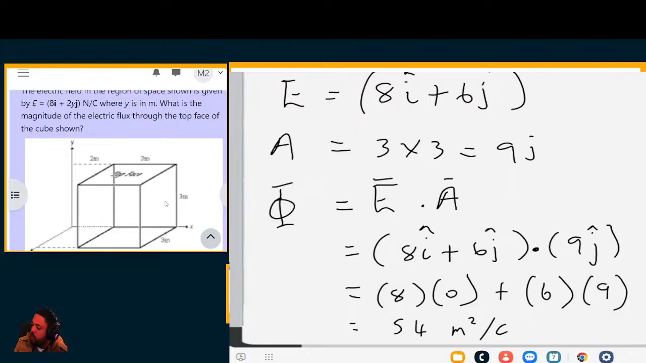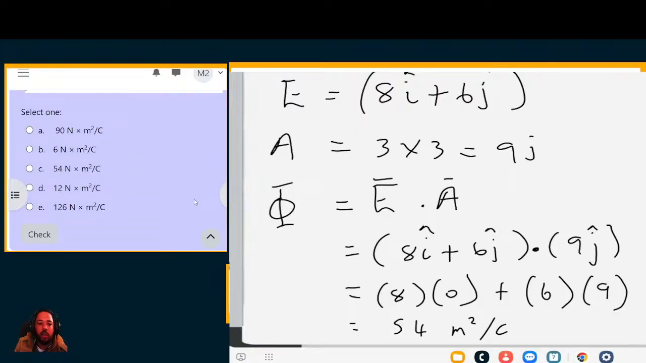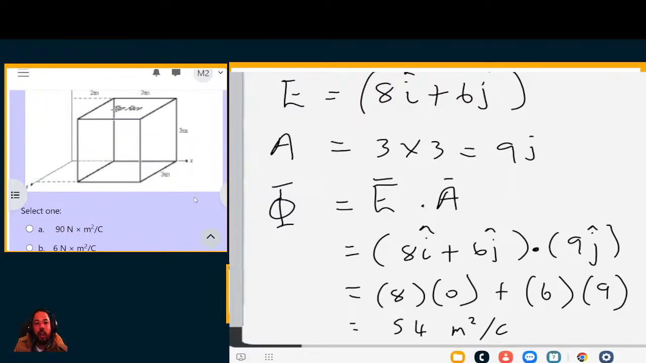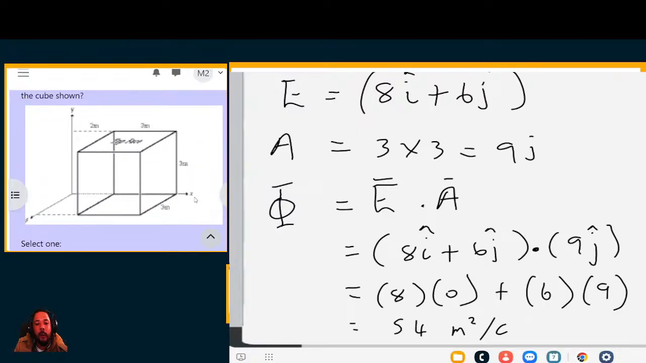So it will be 9 i hat, so it will be 8 times 9, and then that would be your electric flux through that surface. So this is the electric flux through that surface.